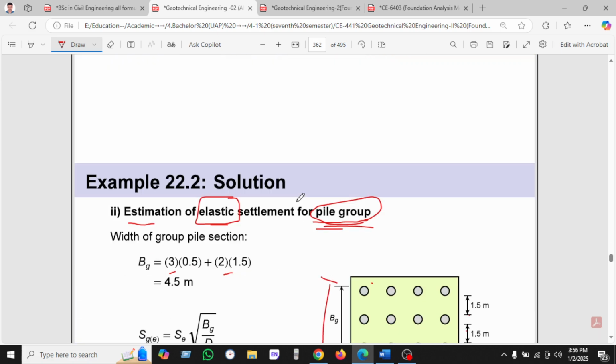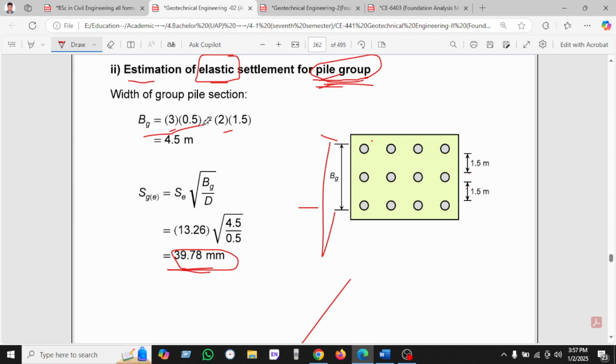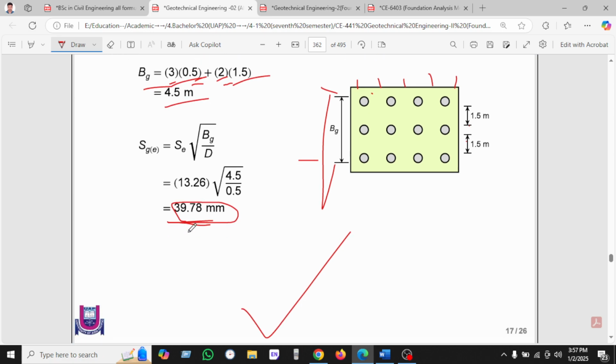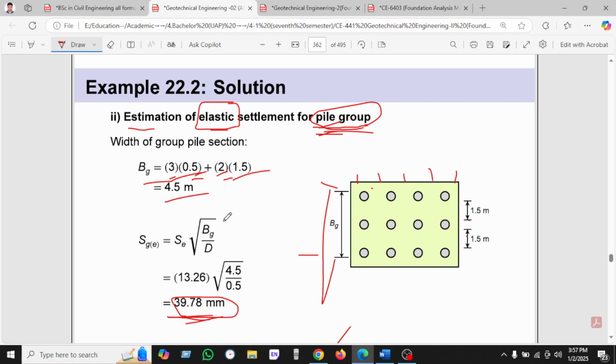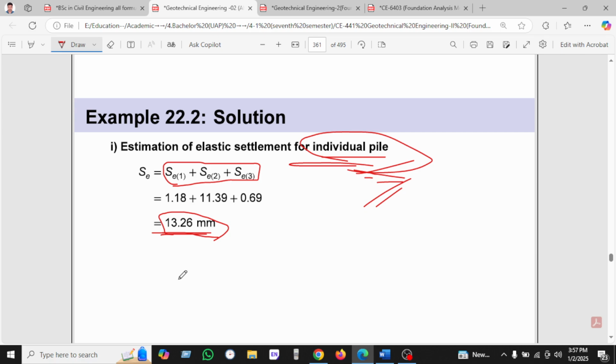Now we'll see what will happen if the action is as a group pile, which is BG, 3 into 1.5, which is 4.5, and the settlement is found to be 39.79. So the group pile is 39.75. On the other hand, we found the individual pile settlement is 13.26.